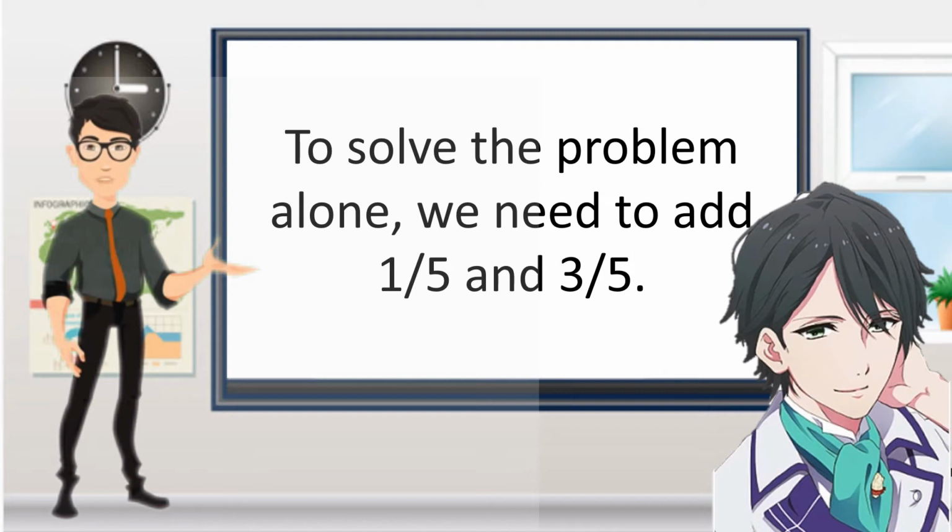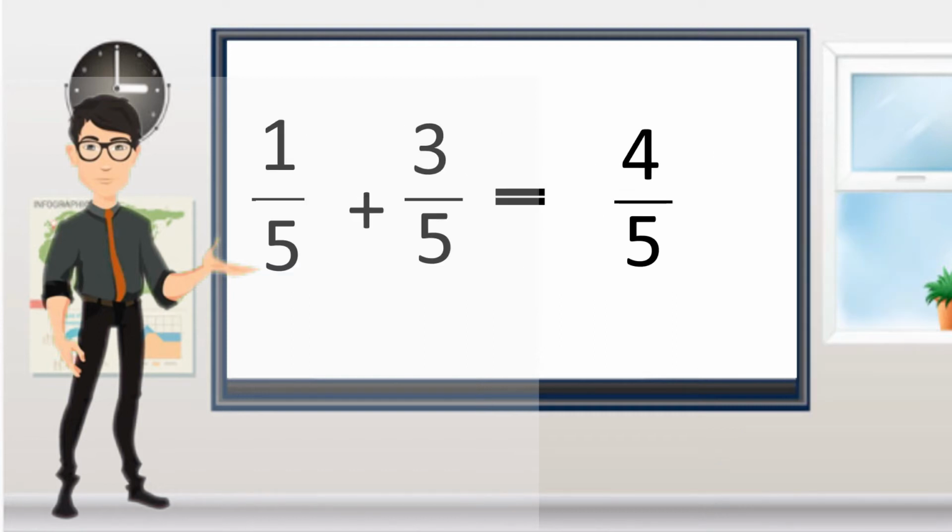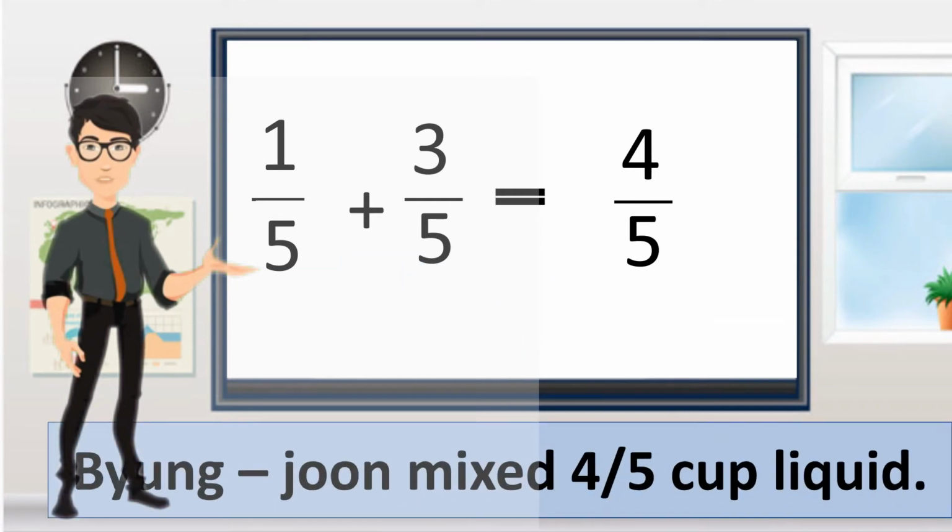To solve the problem, we need to add 1/5 and 3/5. Add the numerators and copy the common denominator, the same in subtraction. So 1 plus 3, the numerators, is equal to 4, and we just copy the common denominator, which is 5. So Byung-Jun mixed 4/5 cup of liquid.